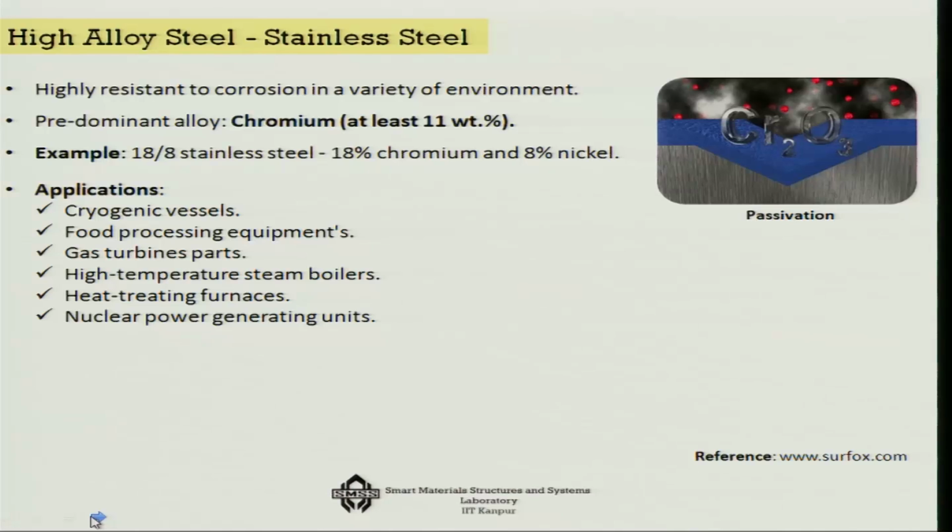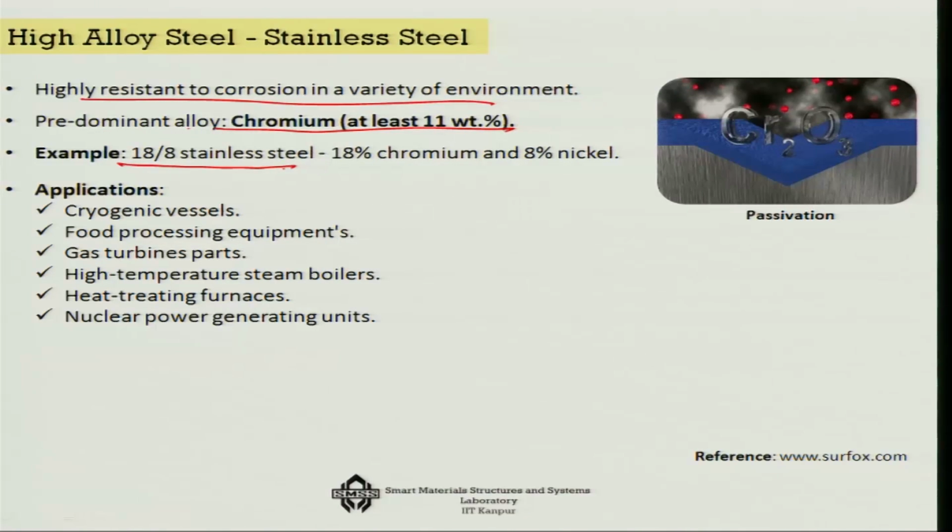Now, there is another group of high alloy steel which also has greater than 10 weight percent of alloying material, but it has a single very important alloying material, that is why it is a separate class, that is chromium, at least 11 weight percent. The presence of chromium gives it high resistance to corrosion. For example, the 18 by 8 stainless steel has 18% chromium and 8% nickel. This gives it a very high resistance to corrosion.